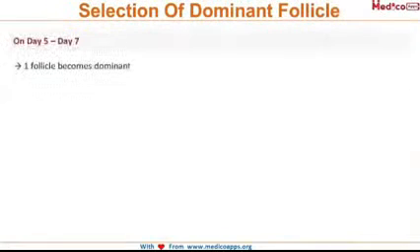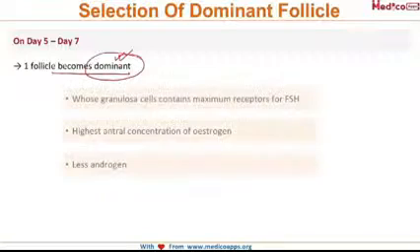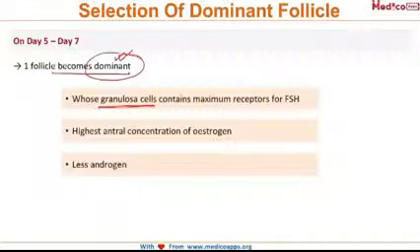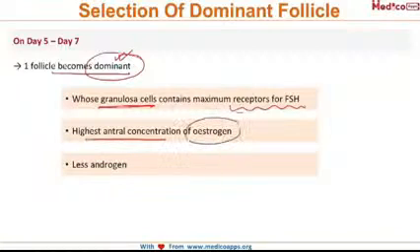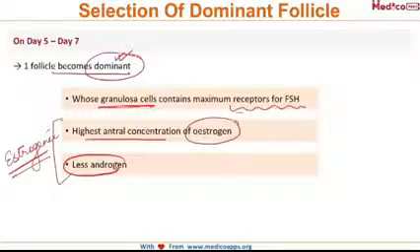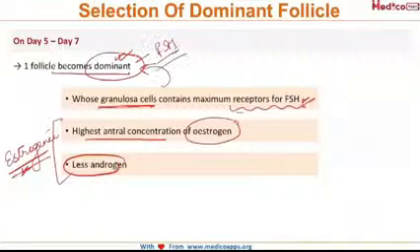Now around day 5 to day 7 of the menstrual cycle, one of the follicles becomes dominant. And what determines which follicle will become dominant? The follicle in which the granulosa cells contain maximum receptors for FSH, and the follicle in which the highest antral concentration of estrogen is there and less of androgen. So a follicle with estrogenic environment and maximum FSH receptors will become the dominant follicle, because this follicle will be rescued by the FSH, and the rest of the follicles which are not rescued by the FSH will undergo atresia.